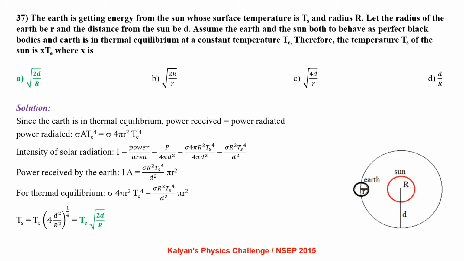Power received by the earth is I into A, that is sigma r square Ts power 4 by d square into pi r square. For thermal equilibrium, sigma 4 pi r square Te power 4 equal to sigma r square Ts power 4 by d square into pi r square, from which we have Ts equal to Te times root 2d by r.